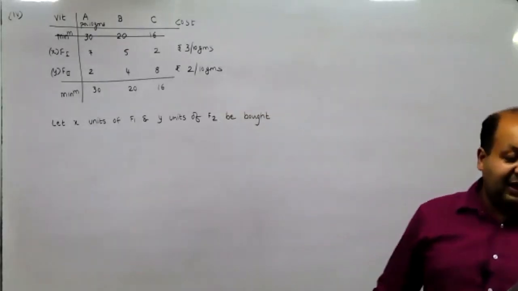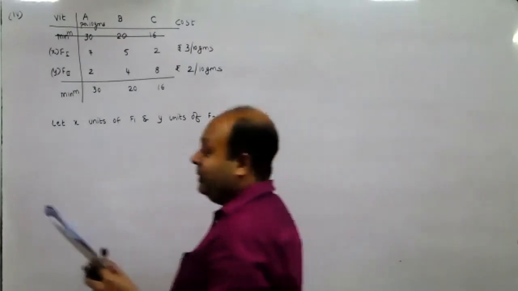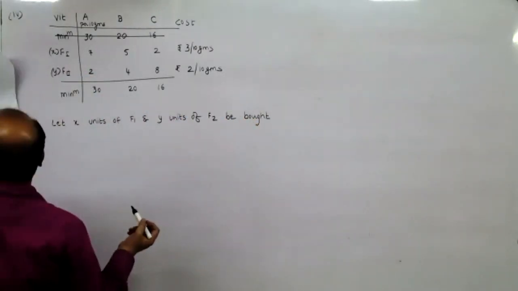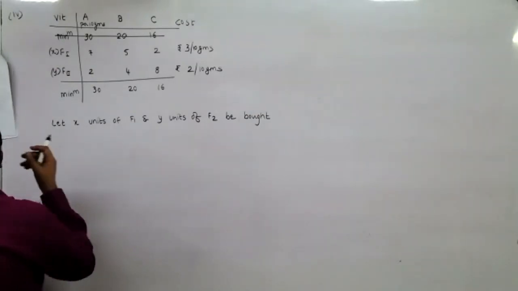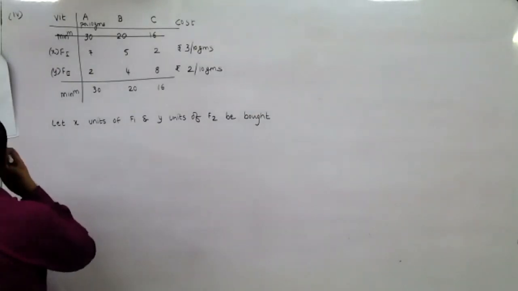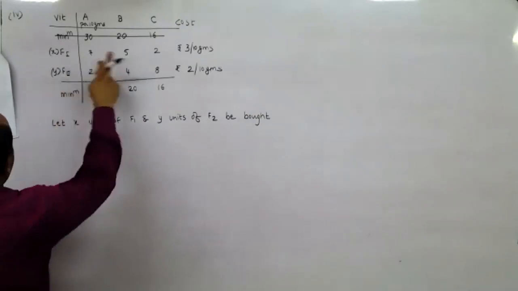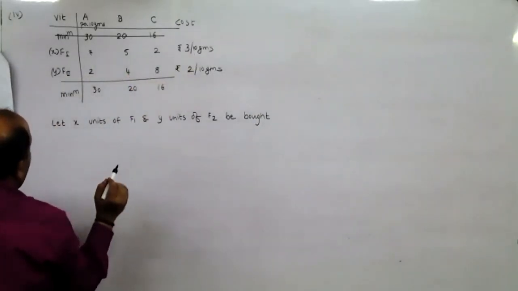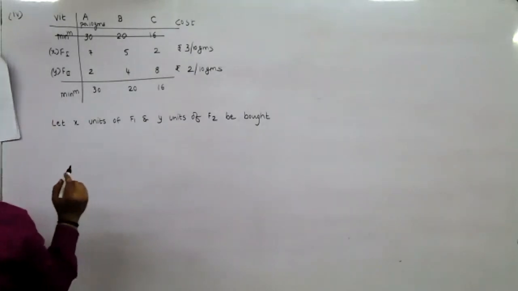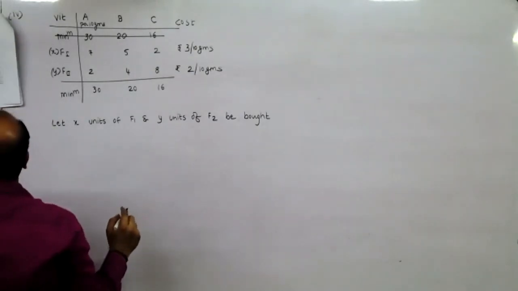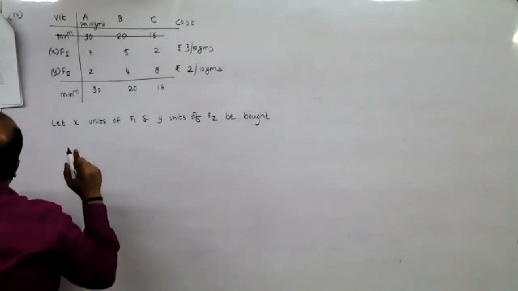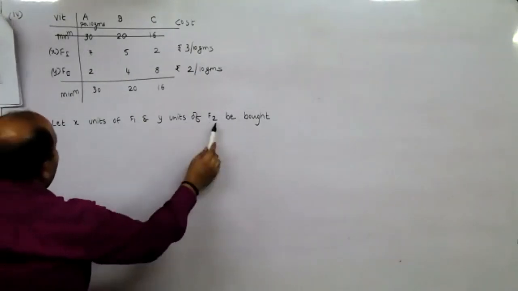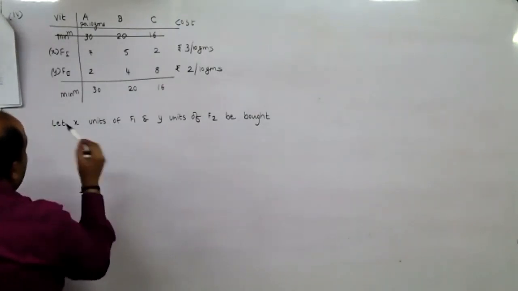Now, how many grams of F1 and F2 should be bought per day? Let us say X and Y units, so 1 unit would be 10 grams. X units of F1 and Y units of F2. This is a slightly tricky question because they have asked you in grams.